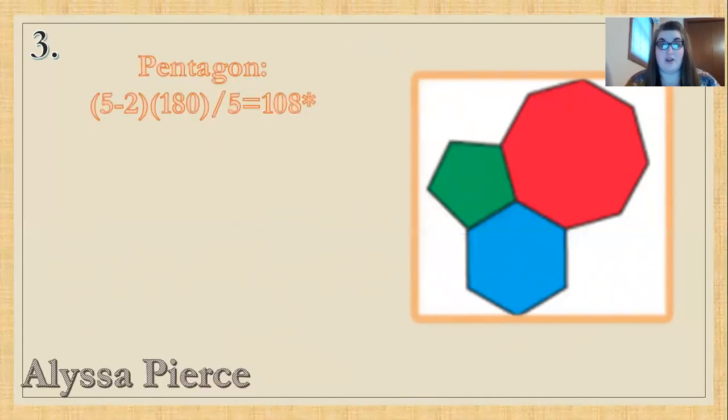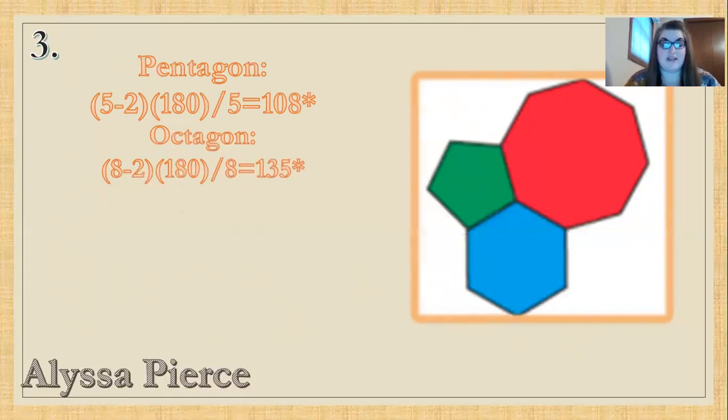So for the pentagon, to find that, we take the sides, subtract 2, multiply that by 180, and divide by the sides, which is 5 in this case because we're working with the green pentagon. And we have 108 degrees. Let's look at our octagon, which has 8 sides, which is our red figure.